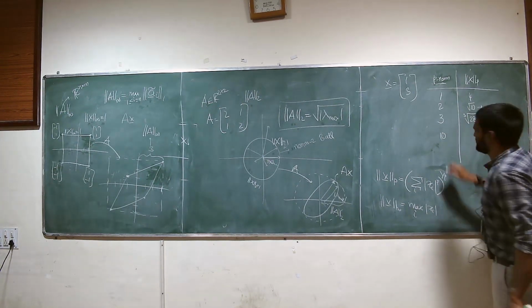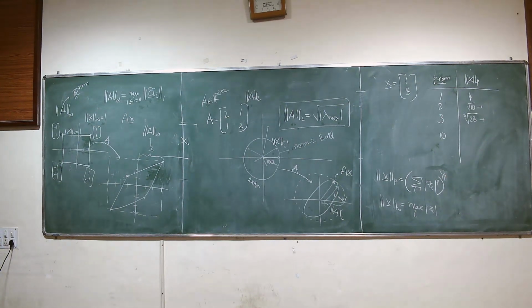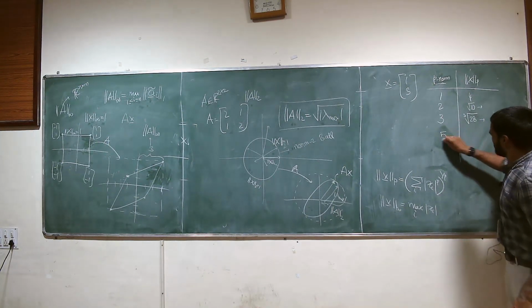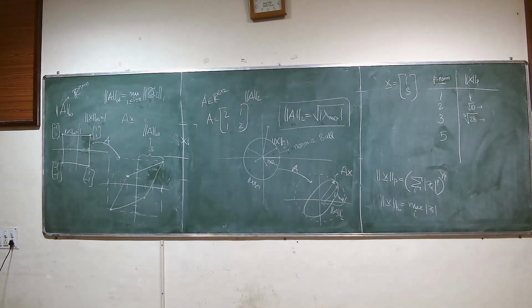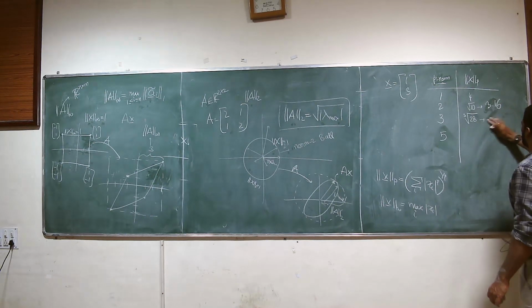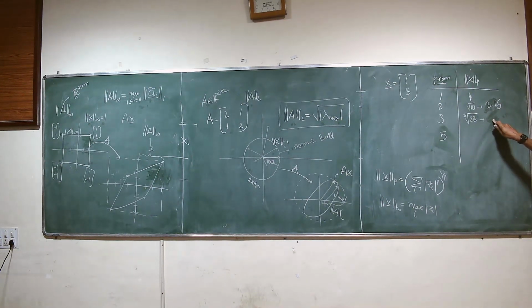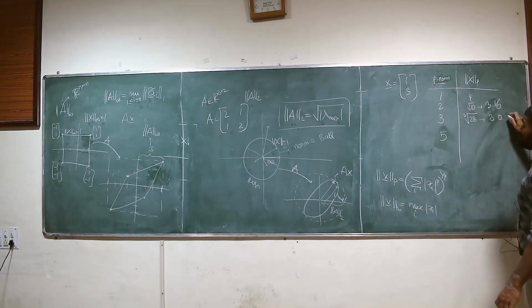And then let's calculate 10, or if you can calculate 5. See, this will be 3 point something. This will also be 3 point something. What is the square root of 10? 3.16, is it? Okay. What about the cube root of 28? 3.0? 3. Okay.